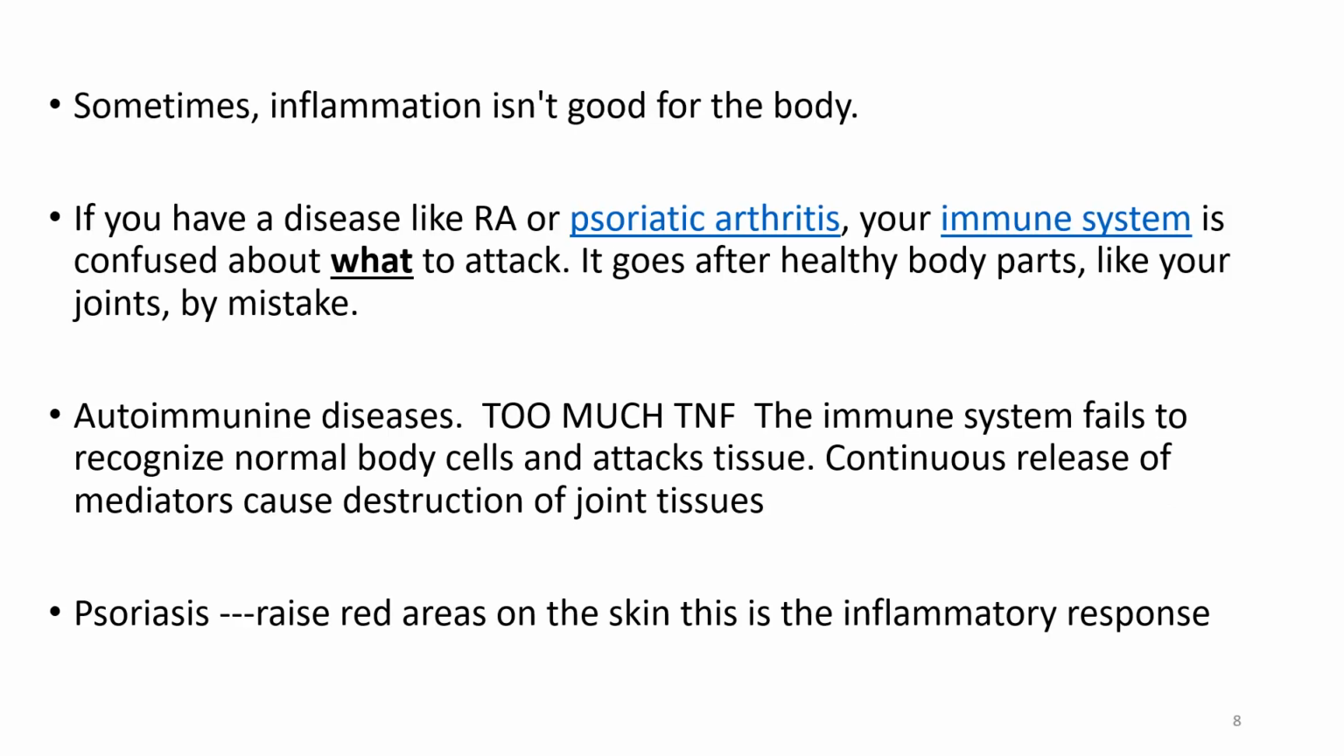So sometimes inflammation is not good for the body, okay? If you have diseases like rheumatoid arthritis or psoriatic arthritis, your immune system is confused about what to attack. So it goes after our healthy body parts, like your joints, unintentionally. Okay, it's just confused. So some of the more common autoimmune disorders are your RA, lupus, psoriasis, multiple sclerosis, Graves' disease, and then some of you may have heard about Hashimoto's thyroiditis. That's where it starts to turn on our own thyroid and attacks our thyroid.